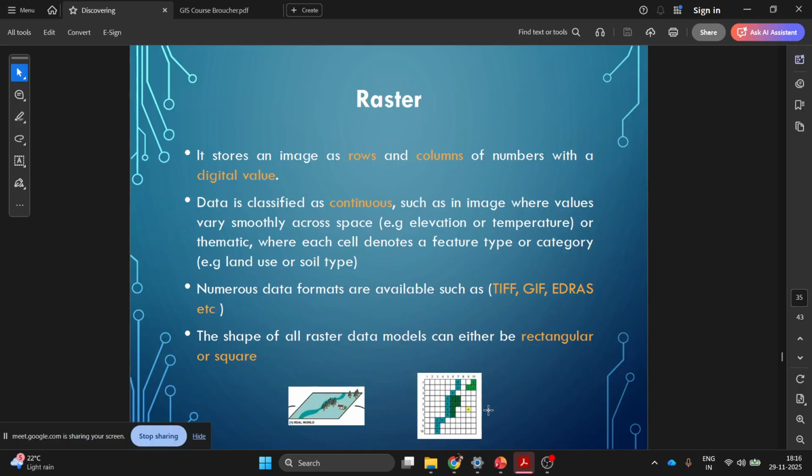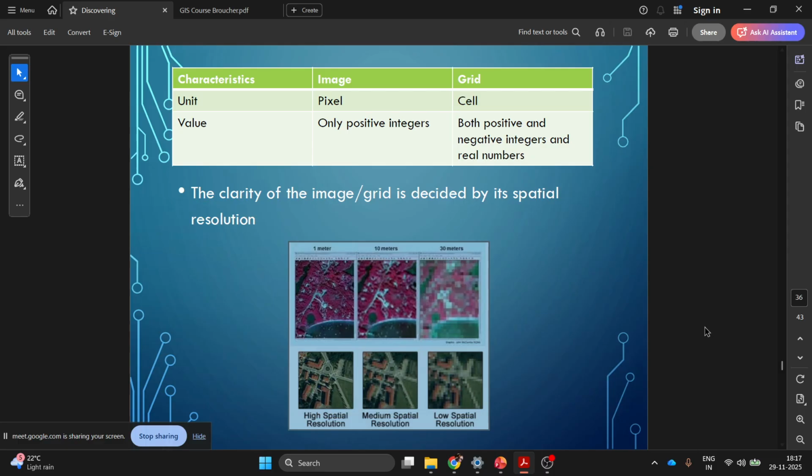So in this case, it is usually in terms of a rectangle or a square, and if the data is not there, that grid will be assigned as zero. For example, in case of an image, each unit is called a pixel, and in case of a grid, it is called a cell. And in case of an image, values can only be positive integers, whereas in case of a grid, they can be both positive and negative, and it should be a real number.